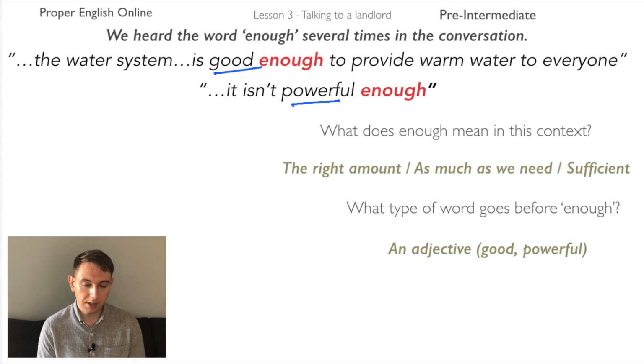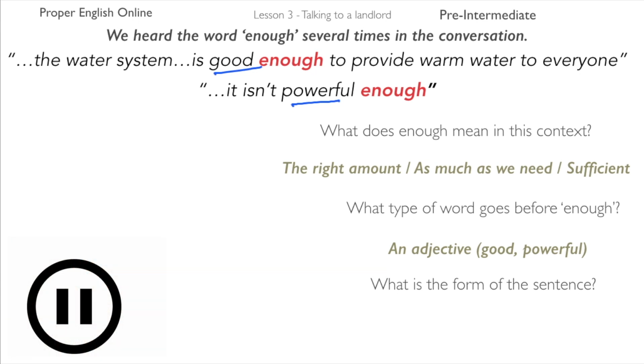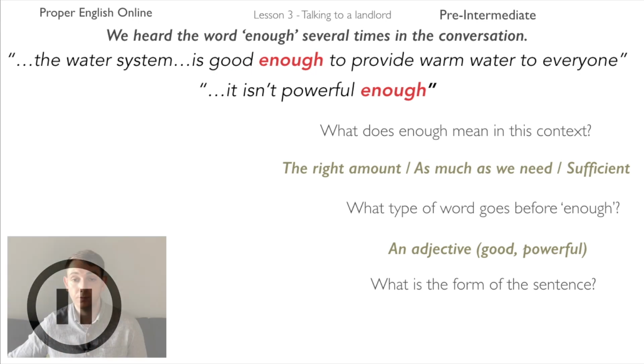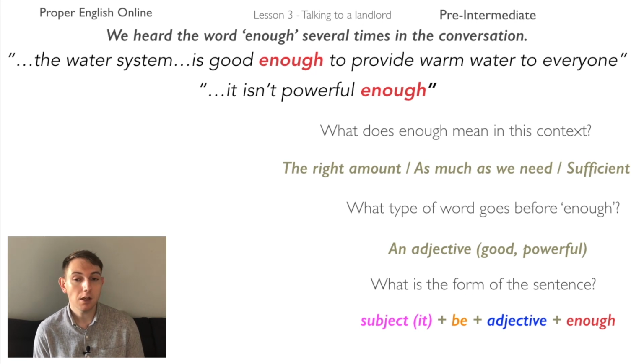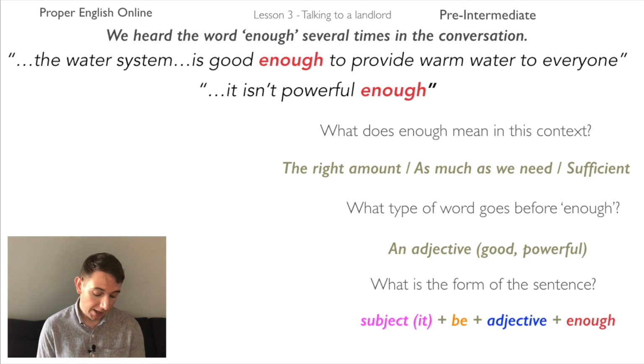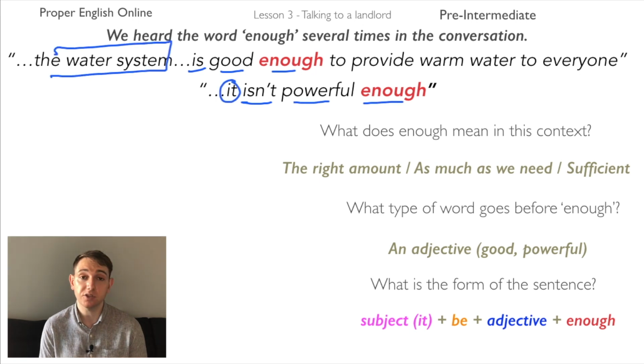So in this case, what is the form of the sentence? Pause this video and think. Okay guys, so when we use enough in a sentence, it normally goes like this. We say subject, which is usually it, be, so that could be is, are, isn't, or aren't, adjective plus enough. So we've got that here. It is good enough here, and it isn't powerful enough. So it here again, and the water system here is our subject.